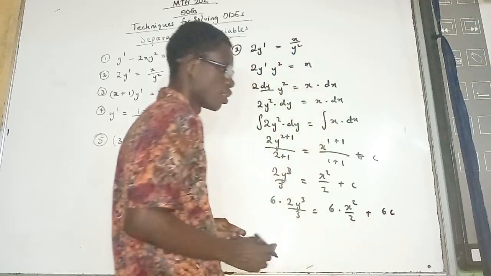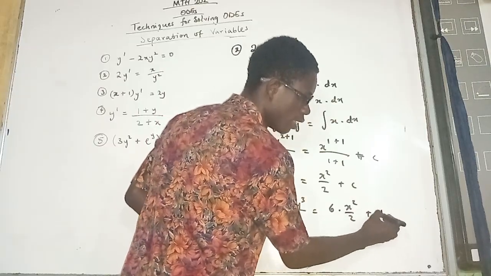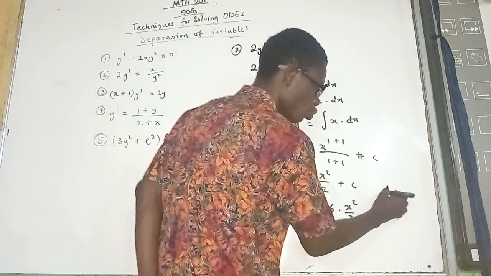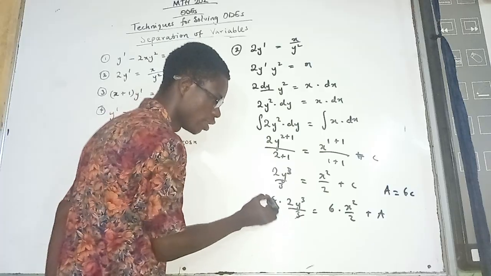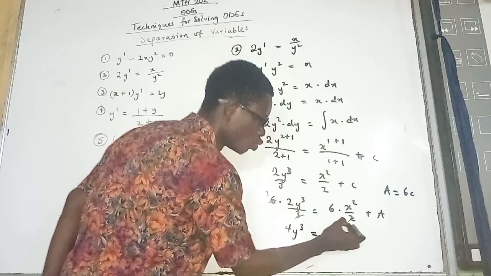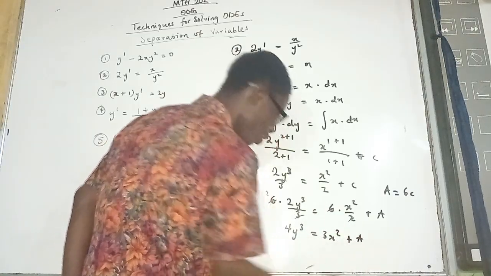6c. Now since 6c is also a constant, I can write it as, let's say, a. A is another constant where a equals 6c. 3 a's are 1, 3 a's are 2. 2 by 2 is 4. 4y cubed equals 2 a's are 1, 2 a's are 3, 3x squared plus a.